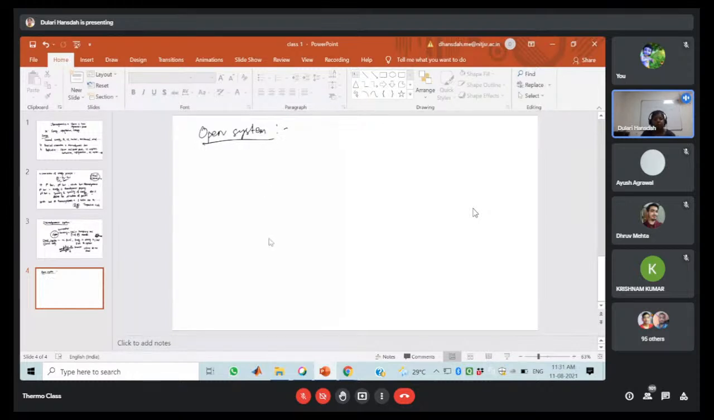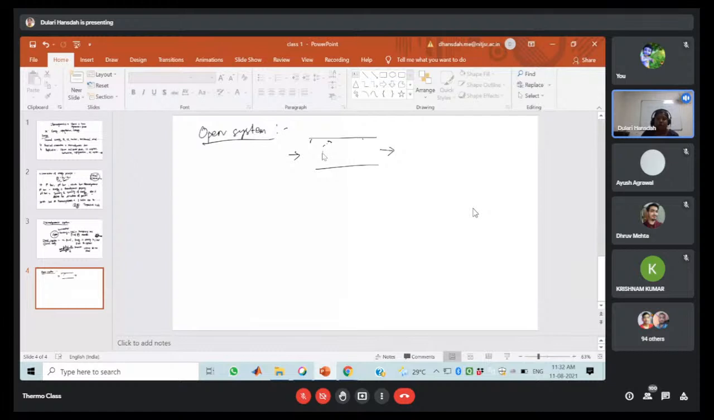So open system means here your mass as well as energy interaction will be there. In case of the open system, suppose it is a pipe, it has an inlet and an outlet. Suppose you want to solve some problem, so you want to find out your flow velocity, or you want to find out what is the outlet pressure.